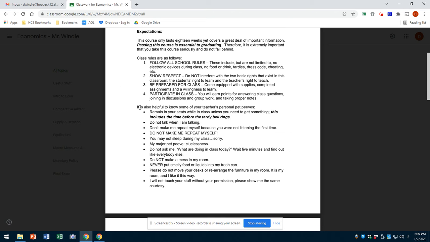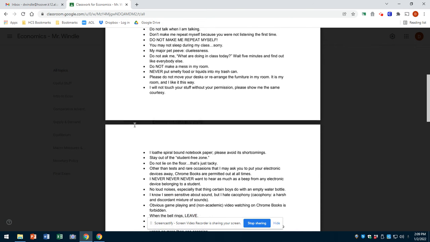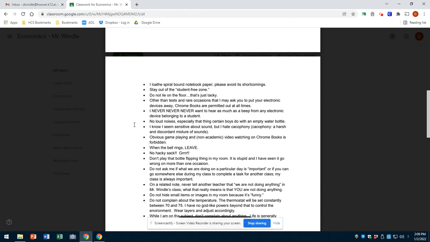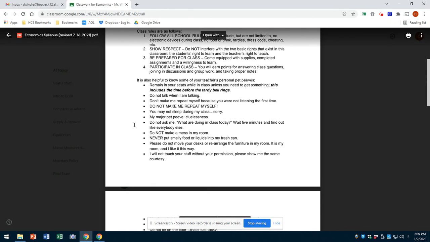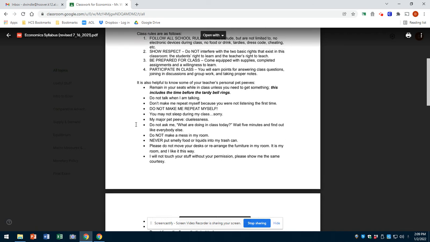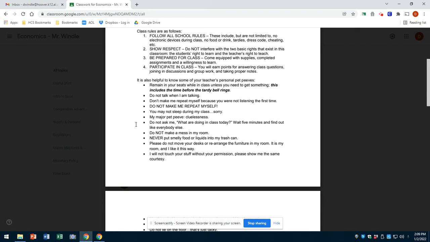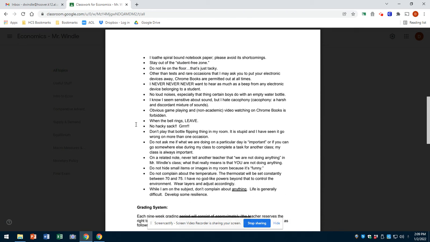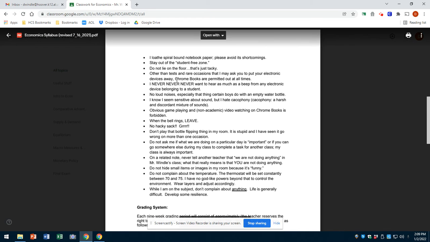But I do have a list of pet peeves I feel compelled to share usually. This is mostly for IB kids. I teach a lot of IB kids, and they're smart and they're fun, but they're weird. Like this one here: do not hide small items or images in my room because it's quote unquote funny. And you may be thinking, who does that? Well, IB kids do. So we'll skip over all this.